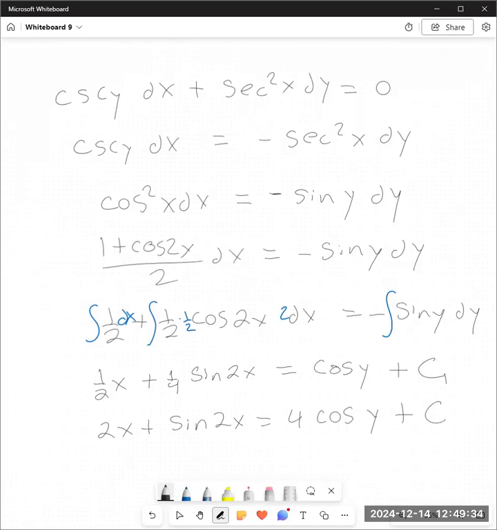Again, watch out for things where you might be solving for x as a function of y. They do pop up every once in a while in this book, so watch out for those.